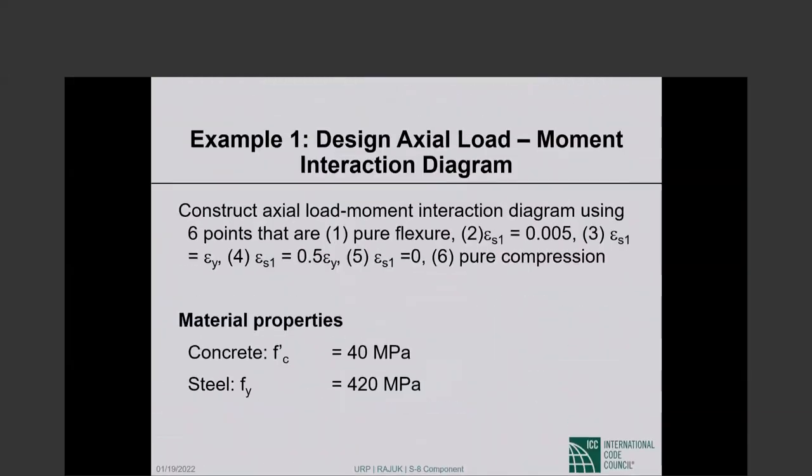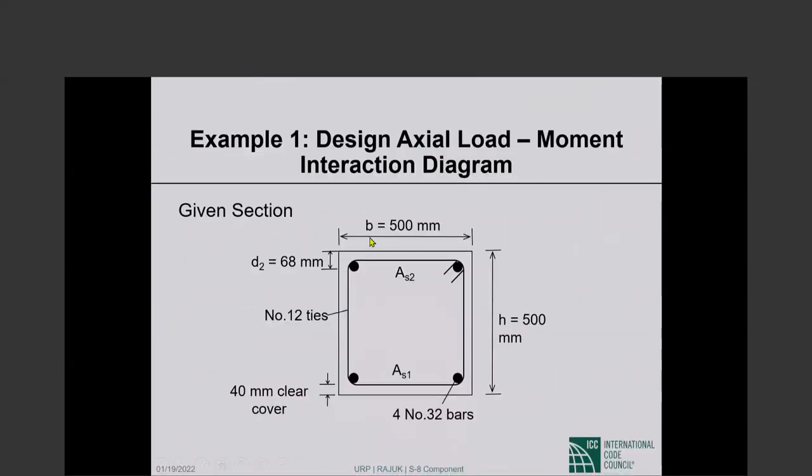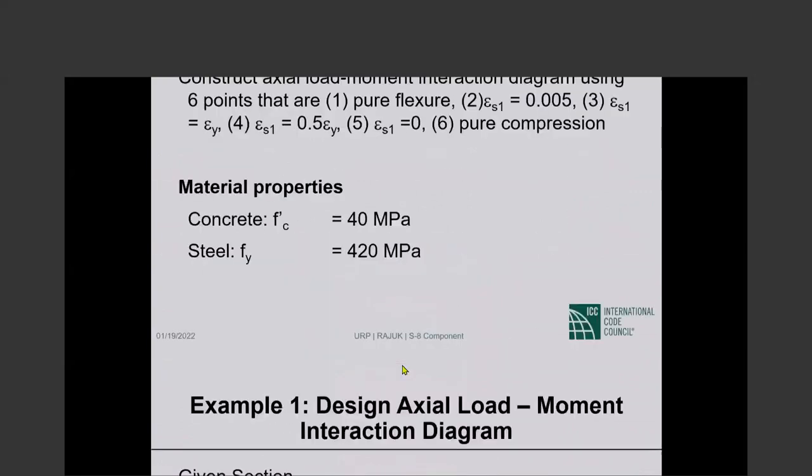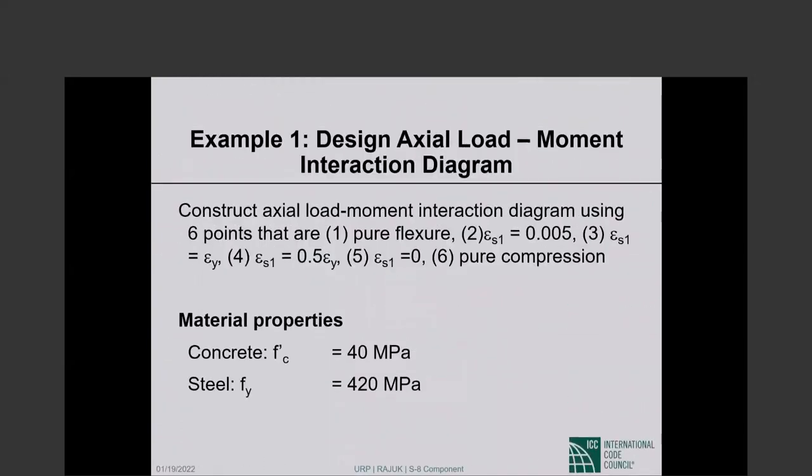The question: construct the axial load-moment interaction diagram for the column section that you saw using 6 points. So figure out 6 points on the interaction diagram. Pure flexure, that's the x-axis. Item 2, when epsilon sub s1, that is the bottom reinforcement, that is layer 1, I think that's how we designate. Yeah, this is 1. So the strain in the bottom reinforcement is 0.005.